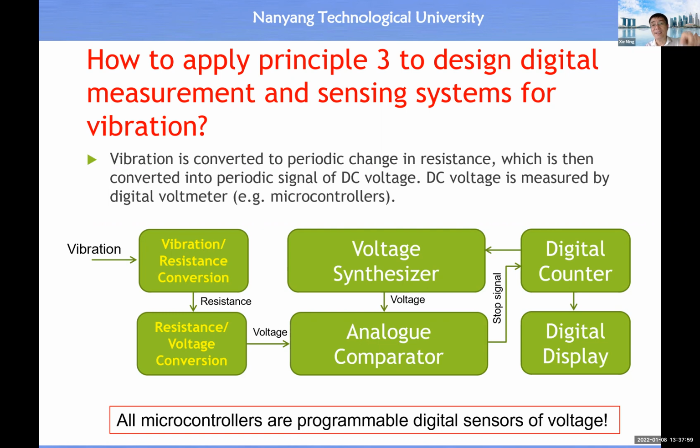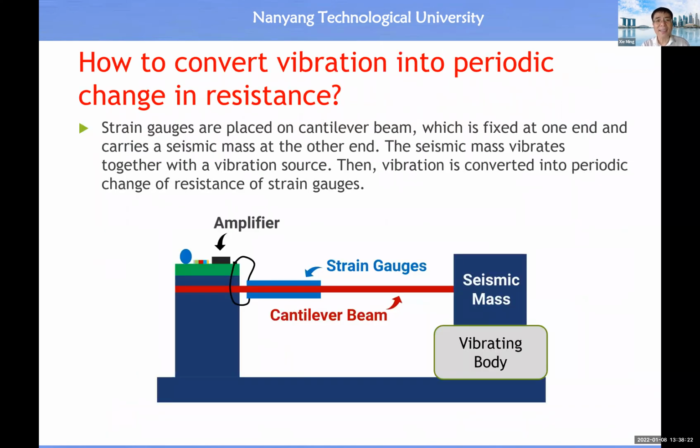So then the value will follow a periodic curve. Then we should be able to convert resistance into voltage, right? Then we obtain the time function of a voltage. Then this time function of voltage could be converted into a discrete time series of digital numbers. So this is the working principle. Then how to convert vibration into periodic change of resistance? So this is the design guideline.